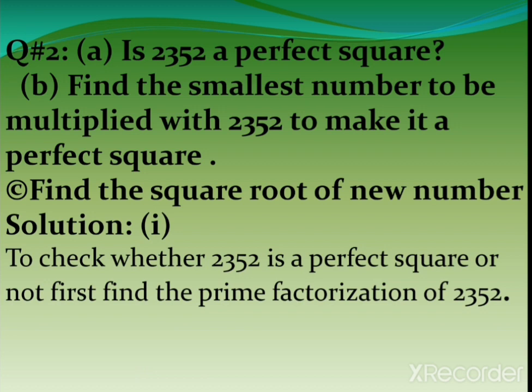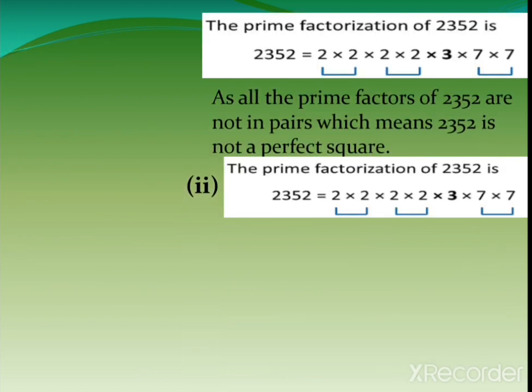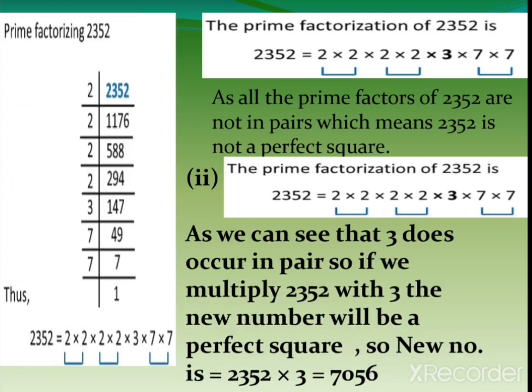To check whether this is a perfect square or not, first of all, you're going to do its prime factorization. Once you do its prime factorization, for the first part, you can see that you have one pair of 2, again a pair of 2 and a pair of 7, but 3 is not in a pair. Since this 3 is not in a pair, this shows you that it is not a perfect square.